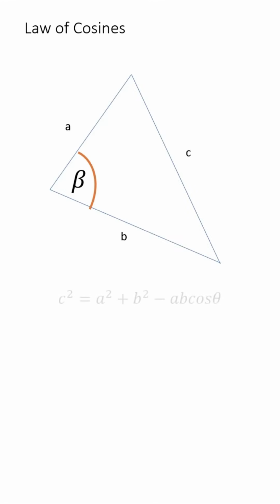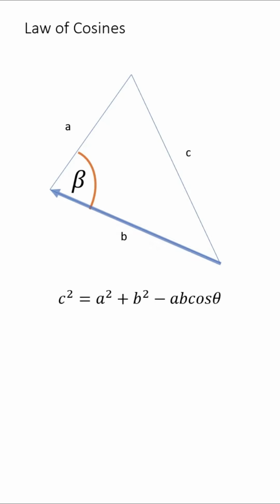The law of cosines states that c squared, or the longest side squared, is equal to a squared plus b squared, the sum of the shorter sides squared, minus the magnitude of a times the magnitude of b, times cosine beta, where beta is the angle opposite our longest side. We can use the law of cosines when we're looking for a resultant vector.